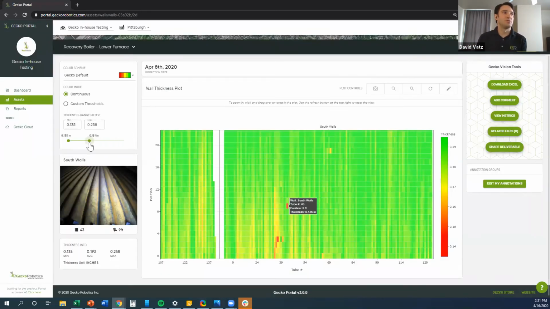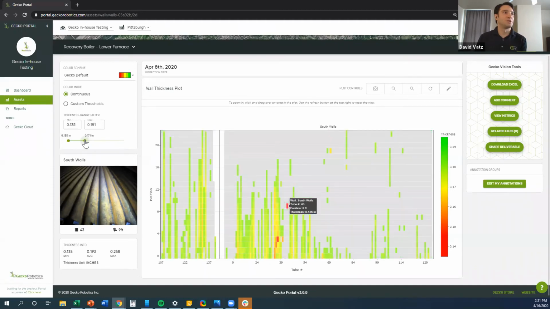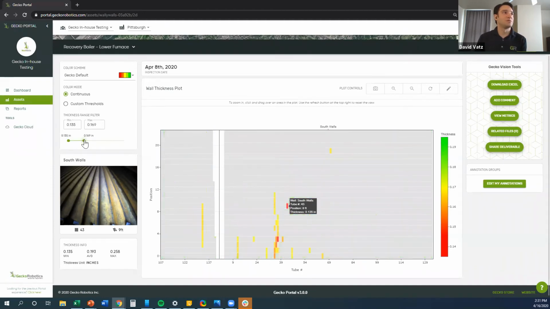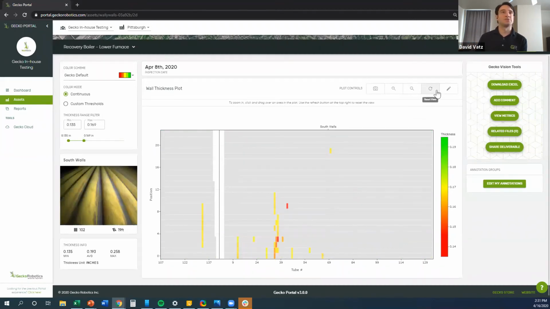And you can see we can also do things like zero in just on some low readings here. And so you can use all of these tools to analyze the data and really understand it. All right, let's hop back into the presentation here.